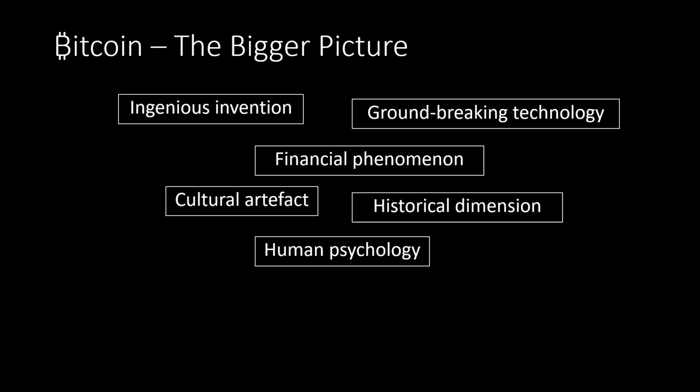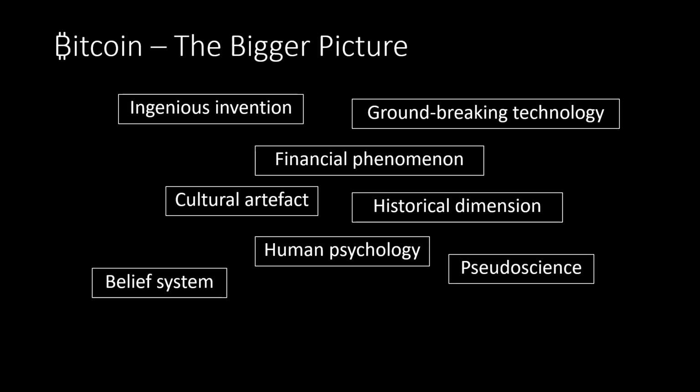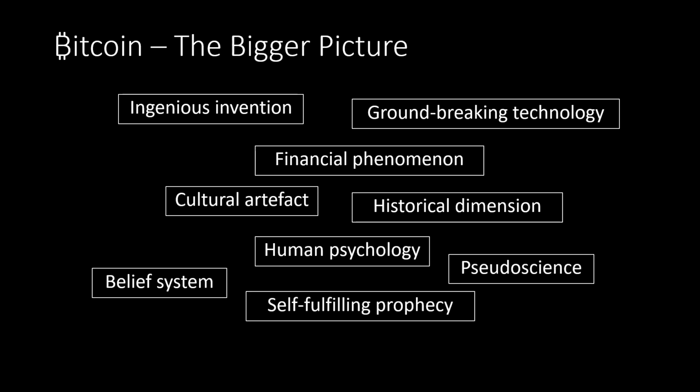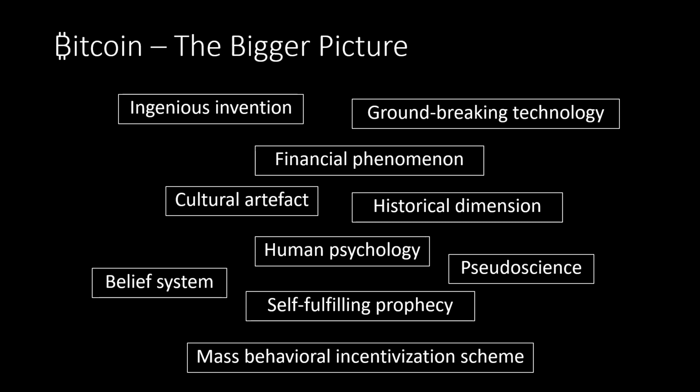It appeals to basic patterns of human psychology that evolved over evolution, for essentially organizing a human population in the early days of prehistory. It has certain aspects of belief systems, so it follows certain success models as well as pseudoscience. It contains elements of a self-fulfilling prophecy, which is even in the very own words of Satoshi Nakamoto. And it can be considered, from my point of view, as a mass behavioral incentivization scheme.